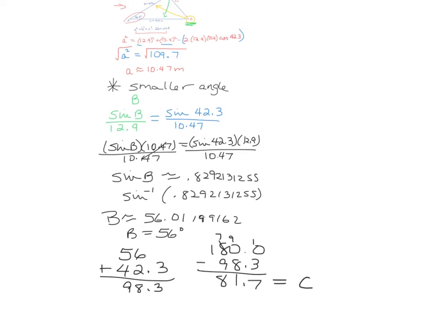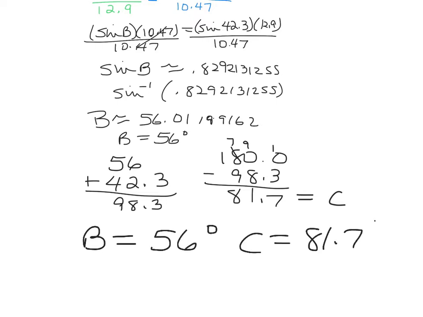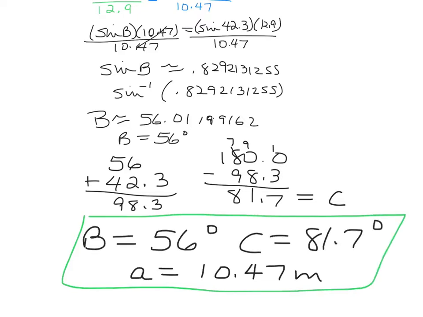Originally this was side angle side, so I needed to find two angles. So angle B is 56, angle C is 81.7. And the original side length that was missing, that I did at the beginning with law of cosines, is 10.47 meters. So again, you're given three pieces, you need to find three pieces. So this was the side angle side situation. Again, answers are in degrees, decimal degrees. Let's try number 2. We're going to try a side side side situation. Everybody good on the side angle side?